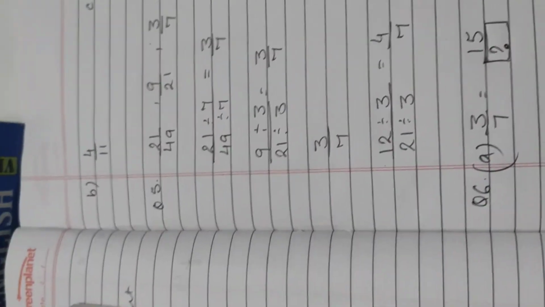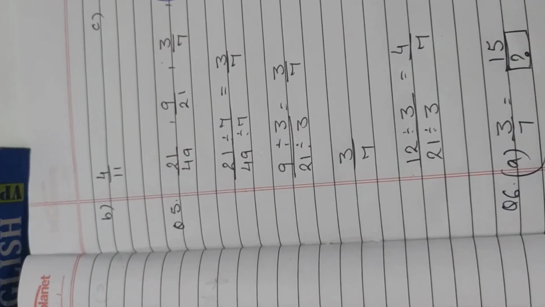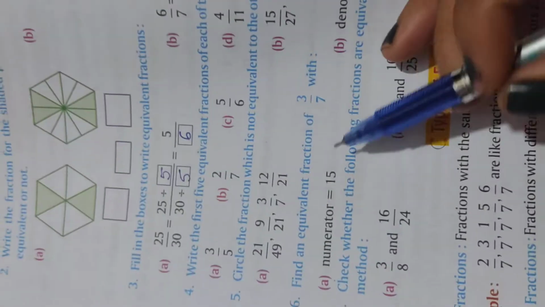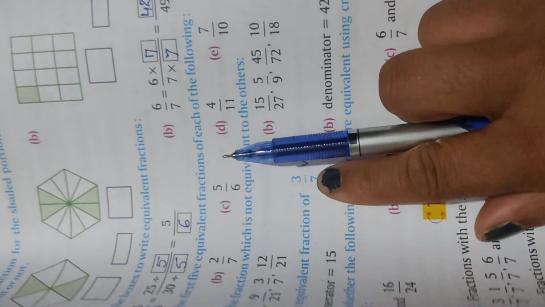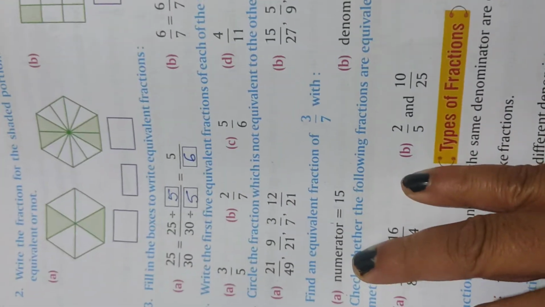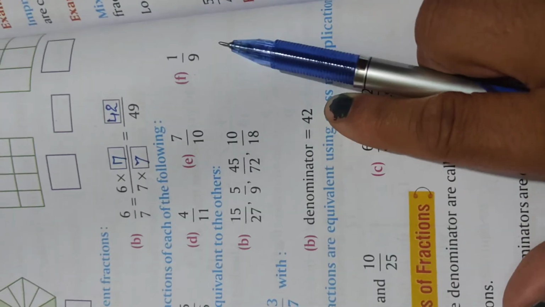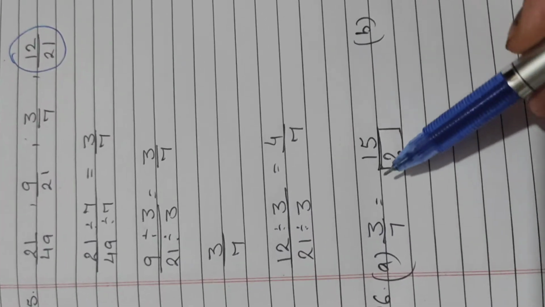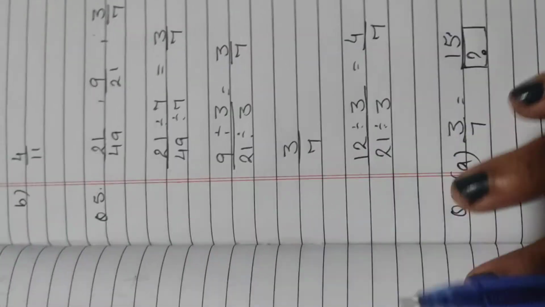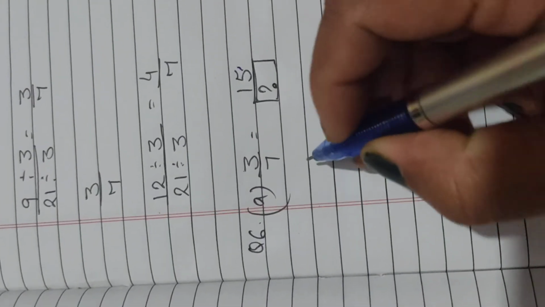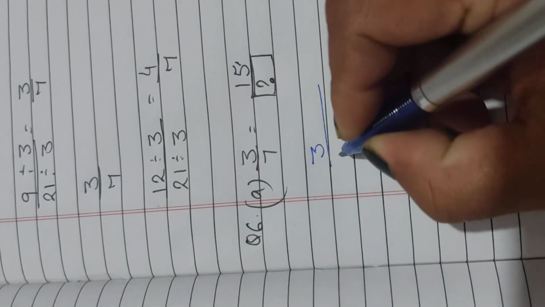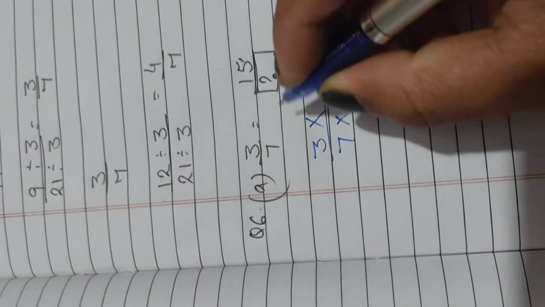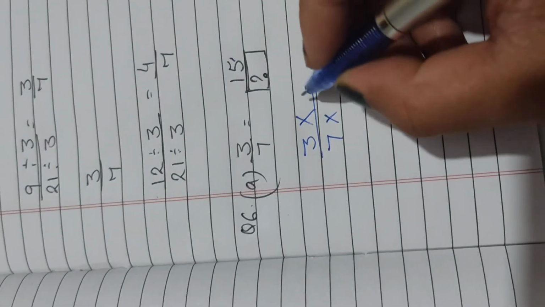Now the sixth question is, you have to find an equivalent fraction of 3/7 with numerator 15 and denominator 42. We want an equivalent fraction of 3/7 in which the numerator is 15, and in B part the denominator is 42. So I have written the question like this. Now we want the numerator to be 15. If you want numerator 15, so in the table of 3, where does 15 come? 5.